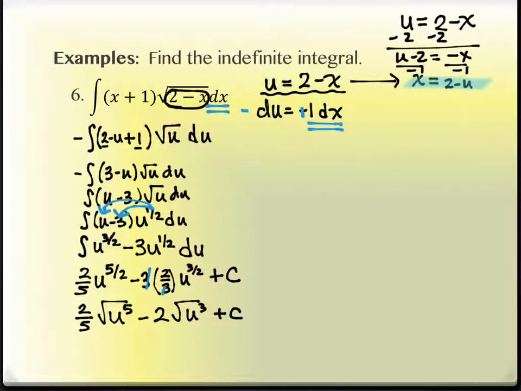Okay, u is equal to 2 minus x. So this is 2 over 5, square root of 2 minus x to the 5th, minus 2, square root of 2 minus x to the 3rd, plus c. Okay, is everyone okay so far?